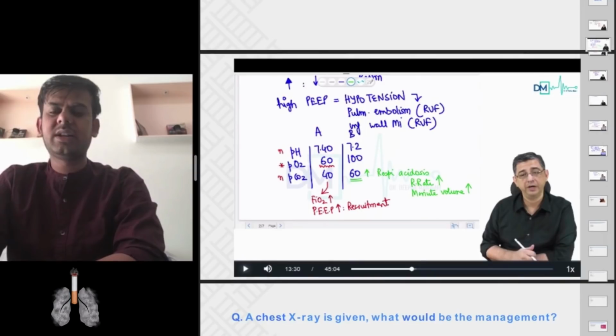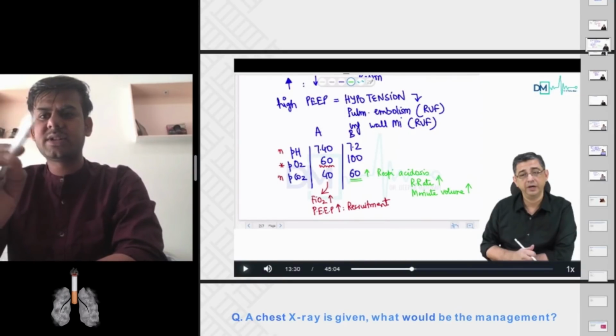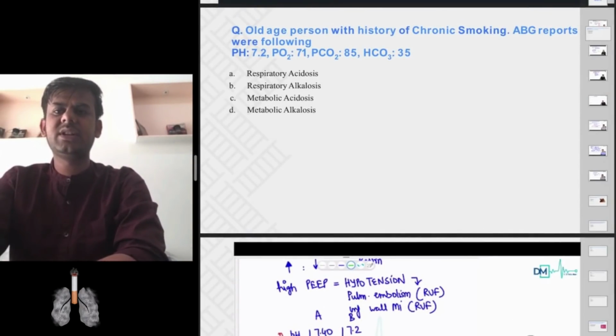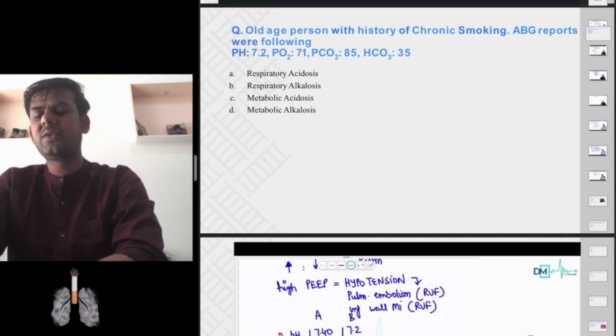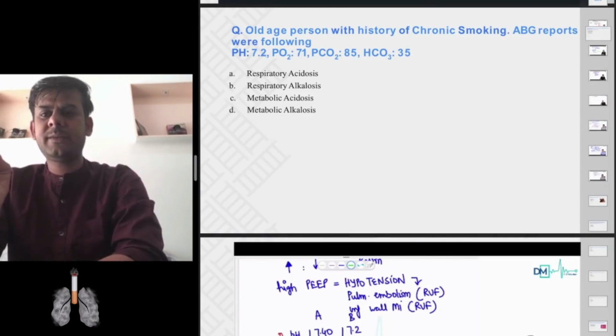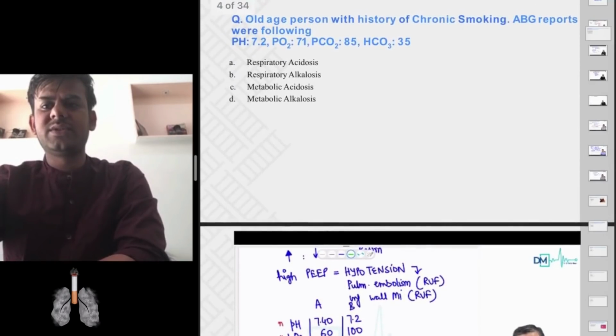There are two types of thing. Either it is acidosis or it is alkalosis. The major difference is pH. If pH is less than 7.34, it is acidosis. If more than 7.44, it is alkalosis. So the first difference is this. You can rule out two options on the basis of acidosis and alkalosis only. Then you have to see whether the change is due to PCO2 or due to bicarbonate. If it is due to PCO2, then it is respiratory, and if it is due to bicarb, then it is metabolic. So in this question, the change is due to PCO2, so it is respiratory acidosis.